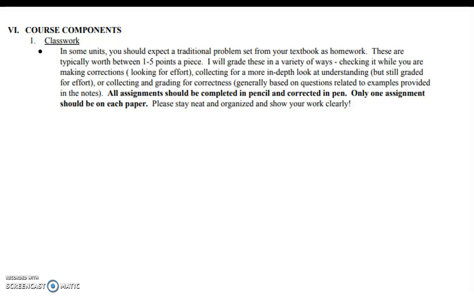I do think for a lot of what we're doing, really try to put one assignment on each piece of paper. So you should have a lot of loose leaf paper. That will be very helpful.